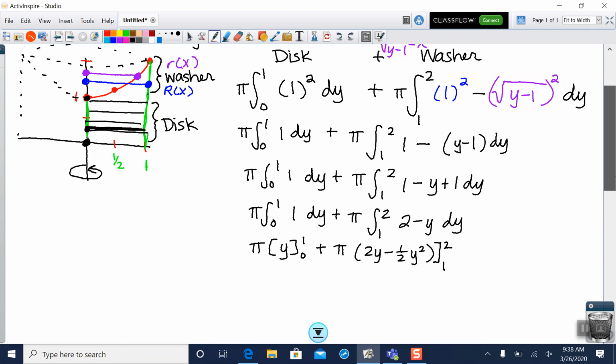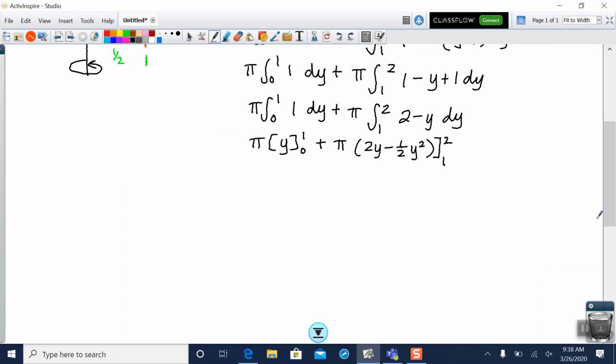Okay, so if you take the antiderivative of those two functions, you should get something that looks like this. And once you've made sure that that's what you are evaluating, go ahead and pause and evaluate those functions.